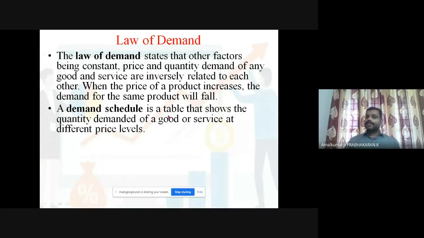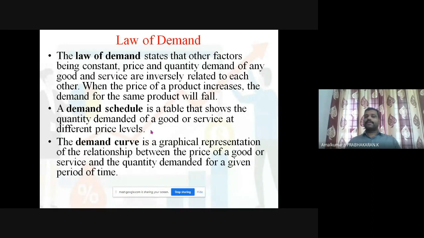A demand schedule is a table that shows the quantity demanded of a good or service at different price levels. Then another concept is the demand curve. What is the demand curve? The demand curve is a graphical representation of the relationship between the price of a good or service and the quantity demanded for a given period of time. Or the demand curve is a graphical representation of the demand schedule.